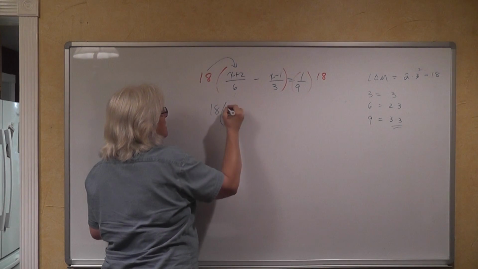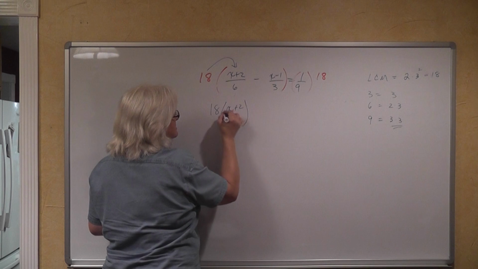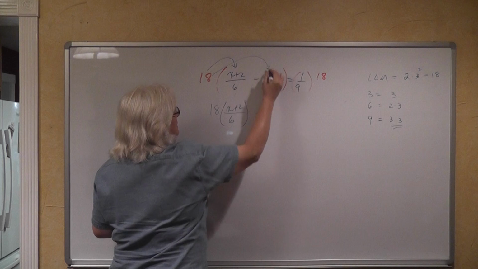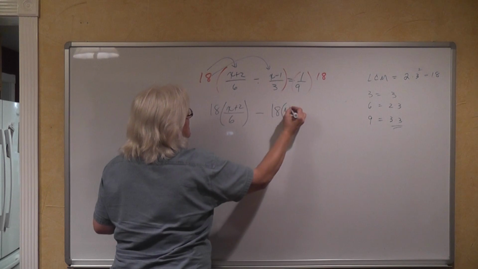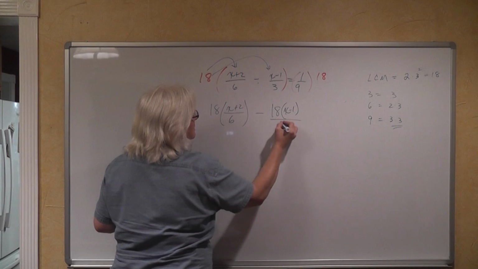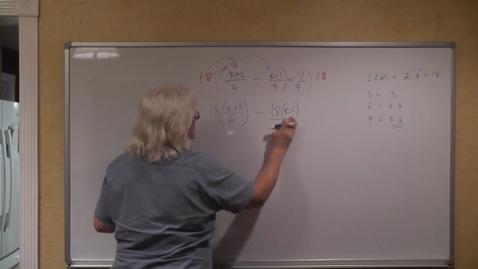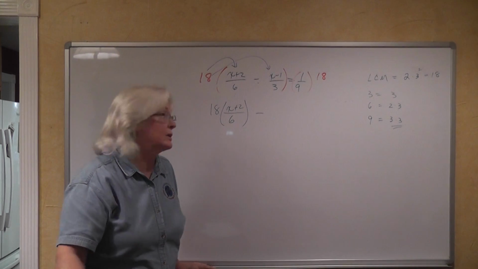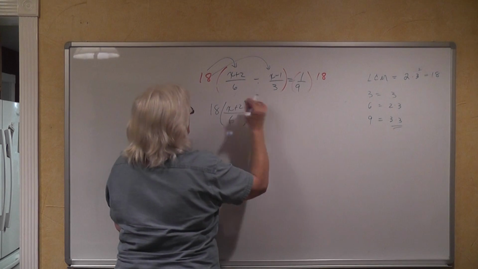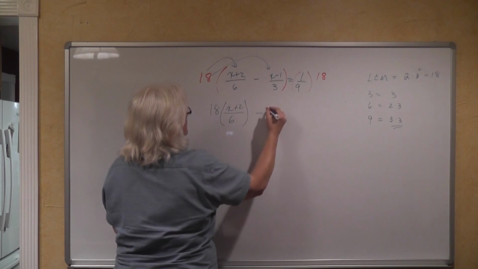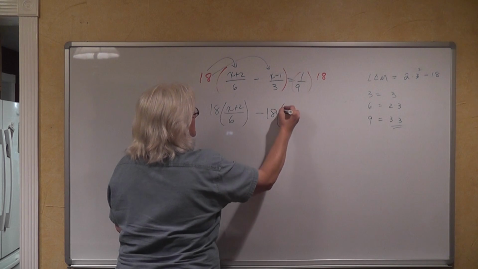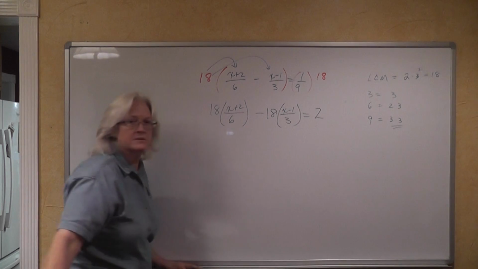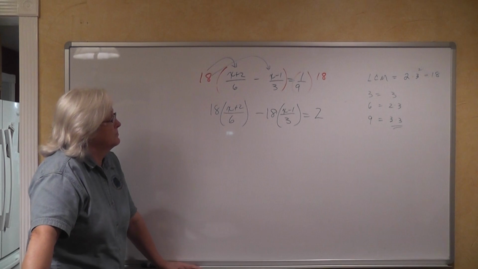You have 18 times (x plus 2) over 6 minus 18 times (x minus 1) over 3. And I was going to write that a different way that you'll learn to write quickly. Let me back up. 18 minus 18 times (x minus 1) over 3. And here I'm just going to go ahead and say that 1/9 times 18 is 2.